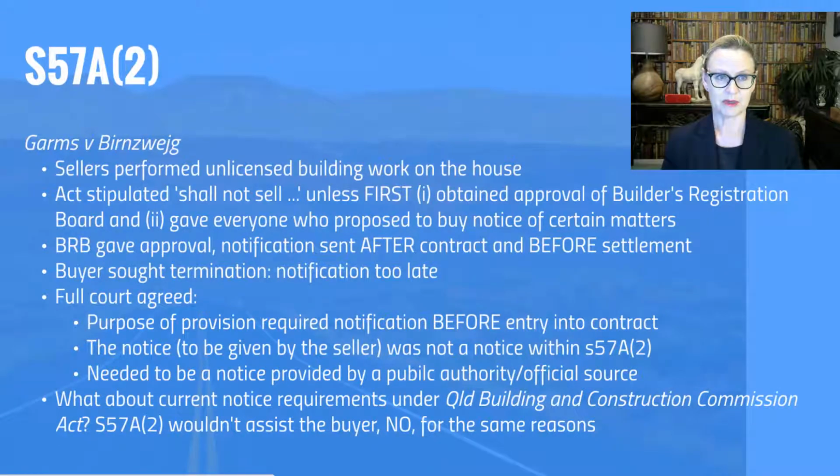So in Garms and Burns we had similar legislation at issue. In that case, sellers had performed unlicensed building work on their house. Naughty, naughty. The Act said that the seller must not sell the property at which this unlicensed work had occurred unless, first, before contracting, they had obtained the approval of the Builders Registration Board, and then they had given everyone who proposed to buy a notice of certain matters, providing them with disclosure and information.